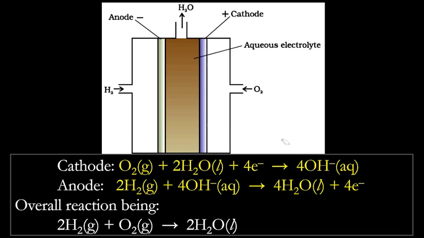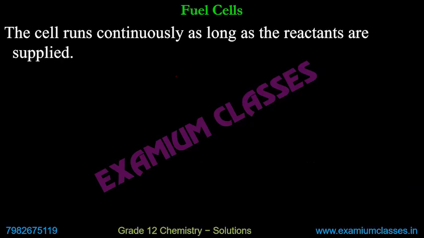To summarize: porous anode, porous cathode with finely divided platinum or palladium as catalysts. At the anode, hydrogen; at the cathode, oxygen. Concentrated sodium hydroxide solution here, in which the reaction takes place, and water vapors are evolved. The cell runs continuously as long as the reactants are supplied. It means we keep on providing hydrogen and oxygen, we keep on collecting the water vapors, and the cell will keep on running.